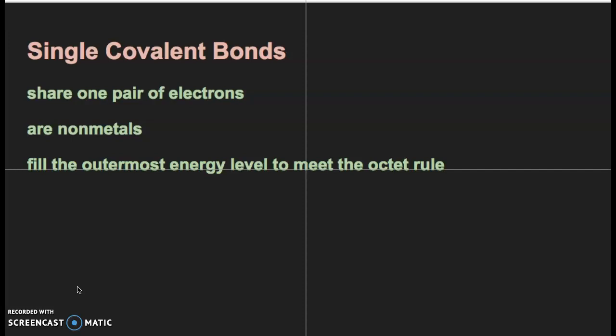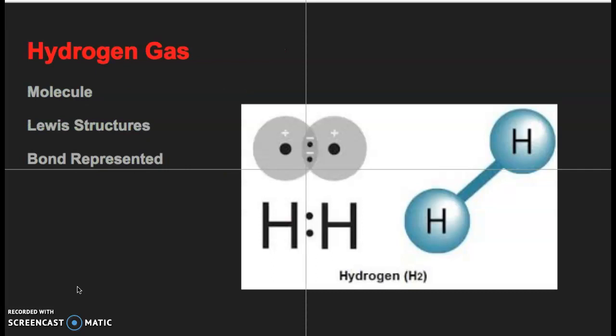So you have two nonmetals coming together. They form single covalent bonds. That's one type, and they do it because they want to fill the outermost energy level to meet that octet rule. An example of this would be hydrogen gas. We hear hydrogen gas, and we know it forms a molecule. The molecule for hydrogen gas is just showing where they're sharing those two electrons right there.